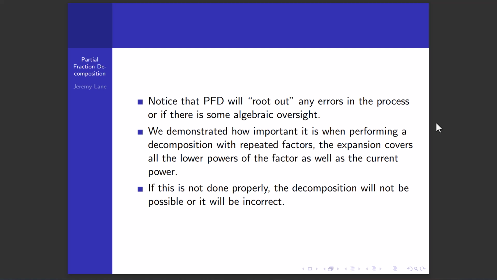So the system's approach to solving partial fractions, when you do it by hand, is, in my opinion, the most effective, because any mistakes that are made are going to come to light when you try to form the system.